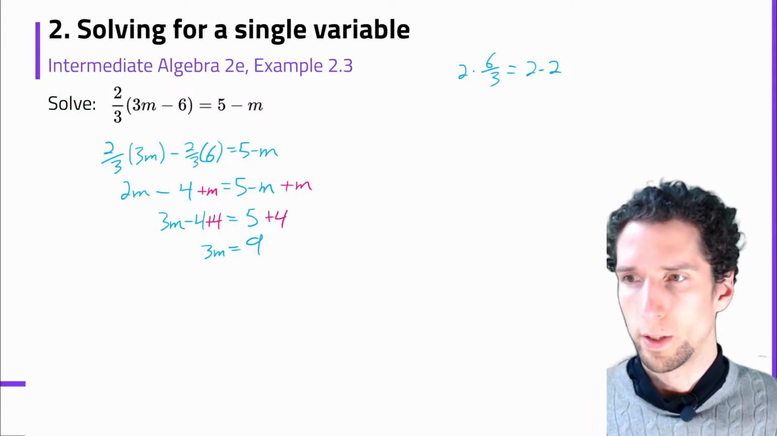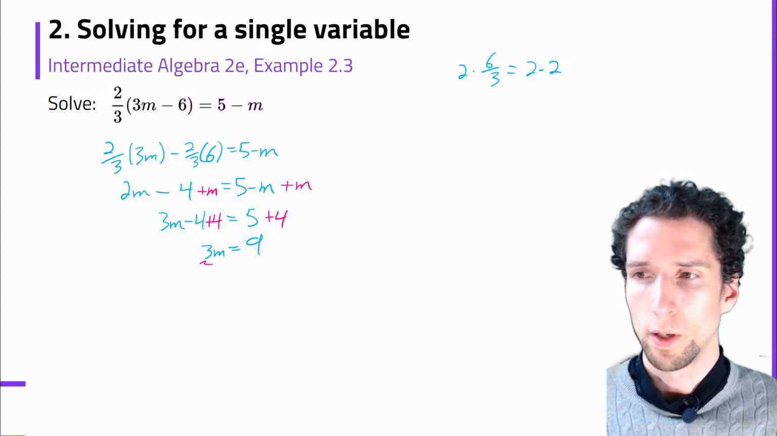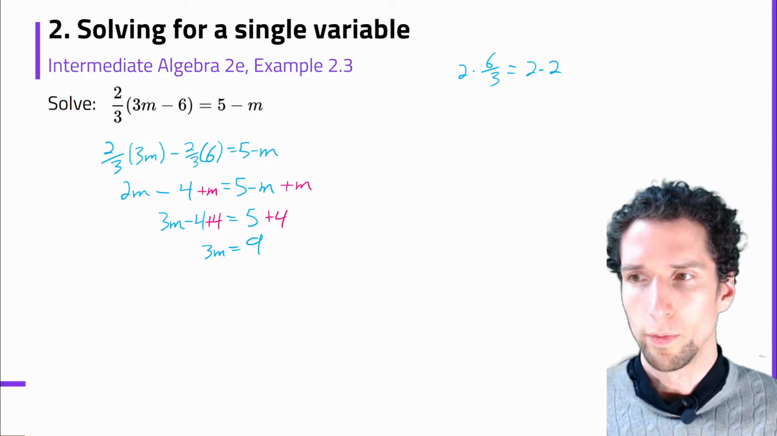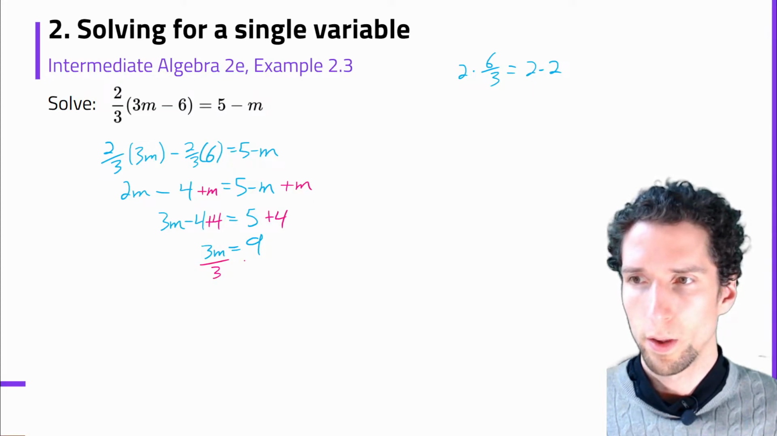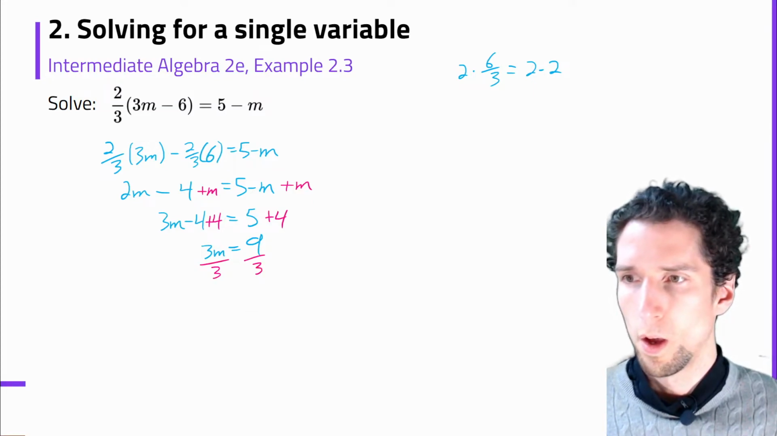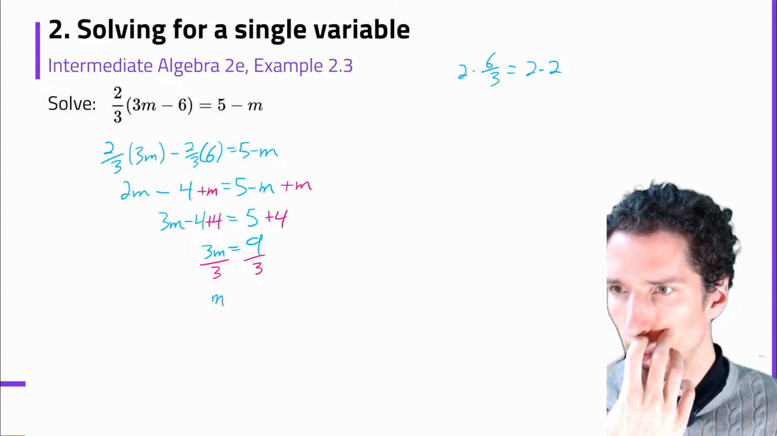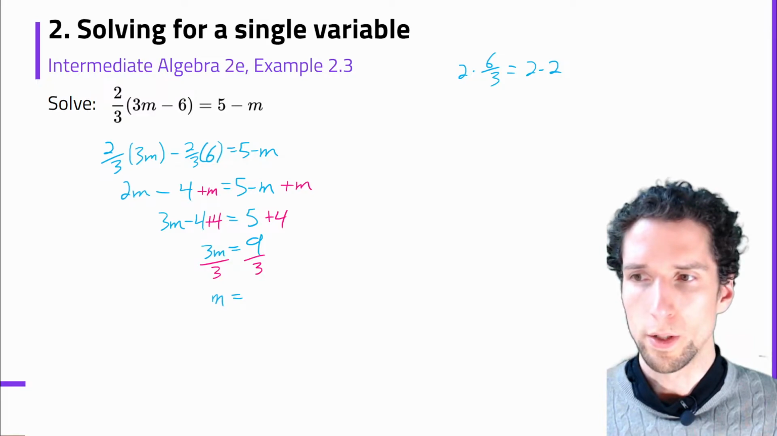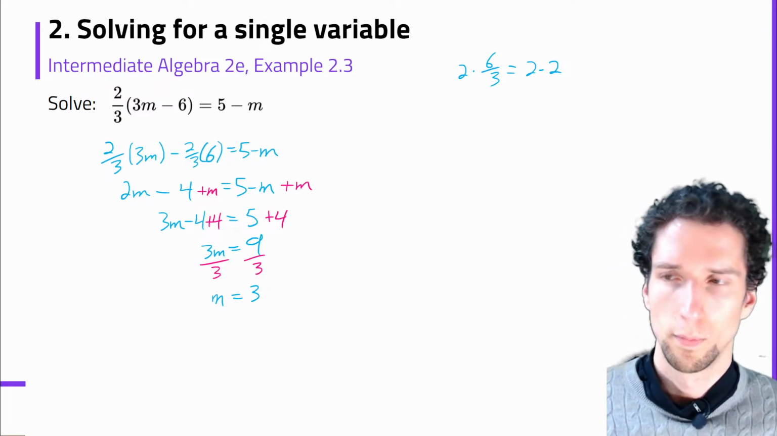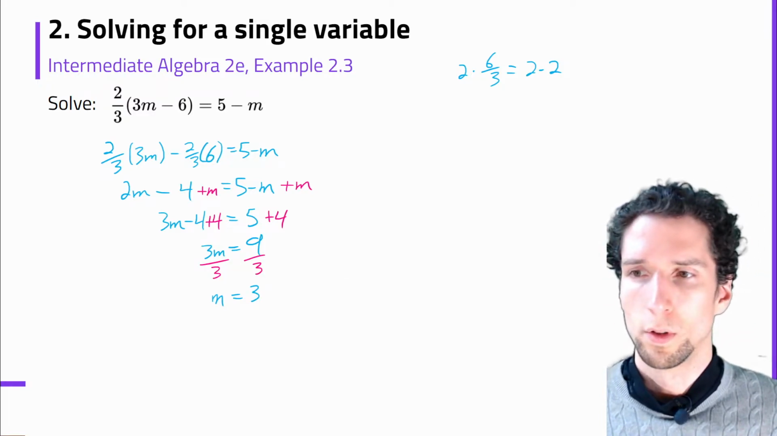Okay. So 3m is equal to 9. And now we have this 3 that we want to be over on the left. So we will divide both sides by 3. On the left, that cancels out. We're left with m, and 9 over 3 is just 3. So there we go.